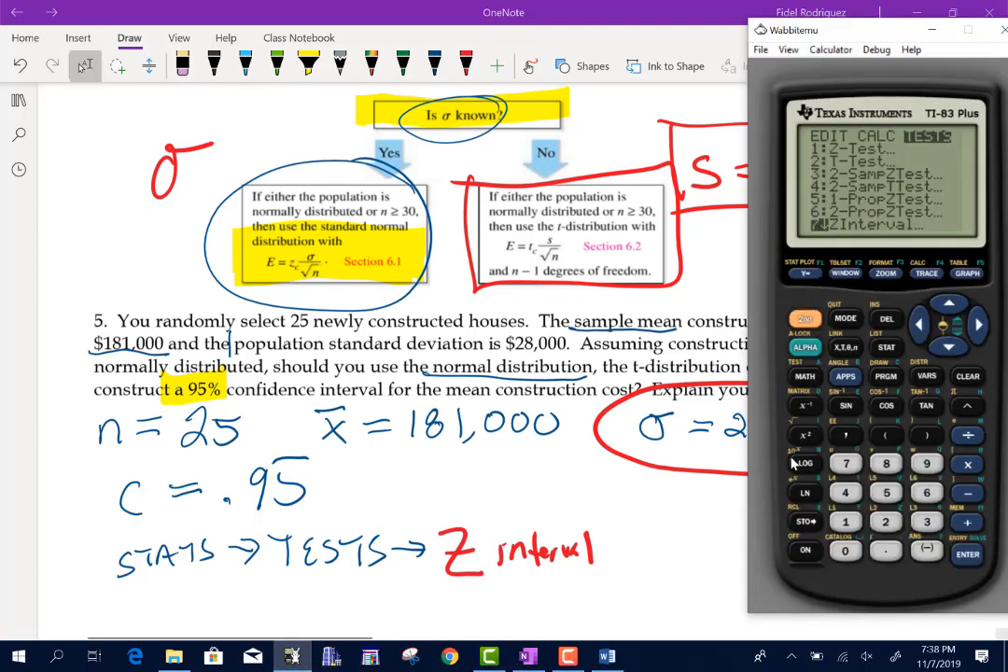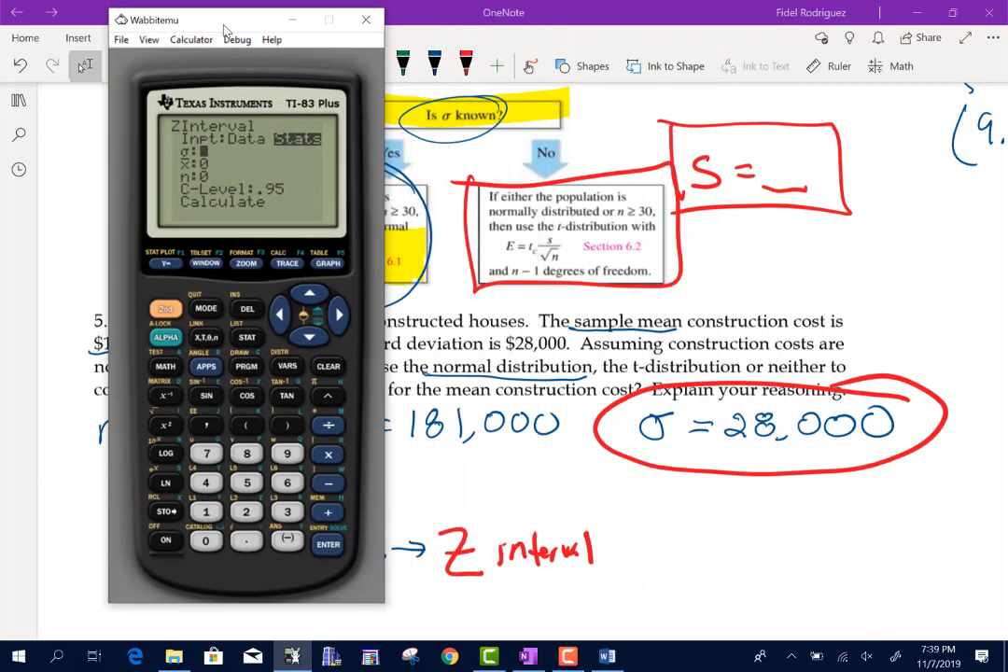So let me come back over here. Okay, Z interval, I'm going to hit enter. All right, now look what it's asking me. Do I want to hit data or do I want to hit stats? I'm going to go to stats, and hit enter. And look what it's telling me. It's giving me all these variables, okay? So in our case, what was our sigma in this case? Okay, so let's enter that number in, 28,123.